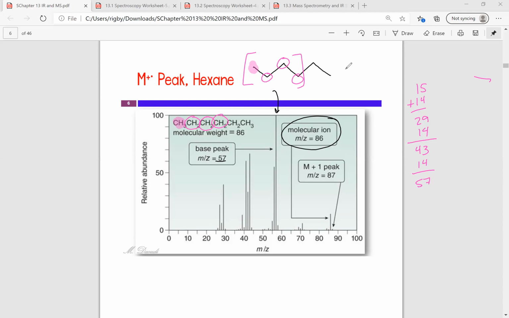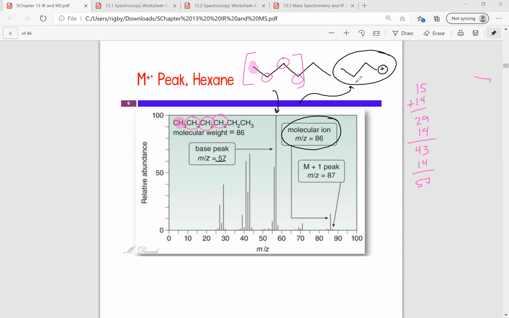So what's telling me is that here, this cation is going to be the cation that is most abundant when we bombard this hexane with all of those electrons and then measure the abundance of them, okay? So that is the base peak. And in this case, this group here makes up that base peak.